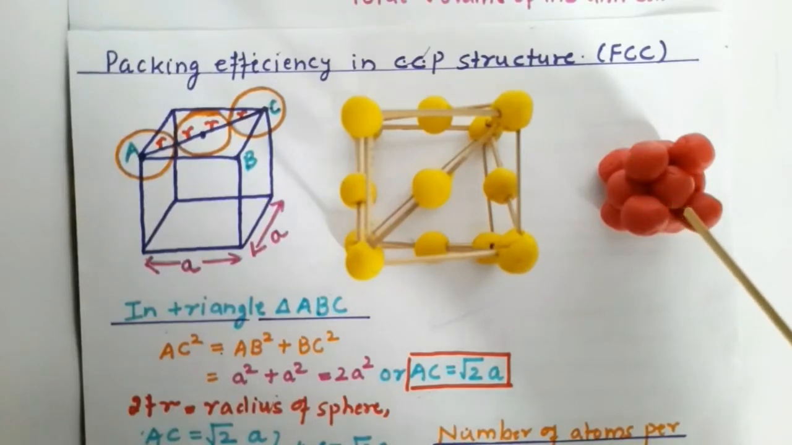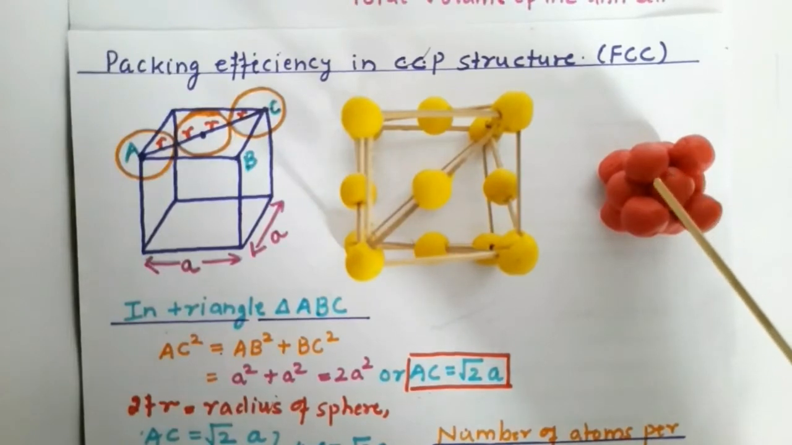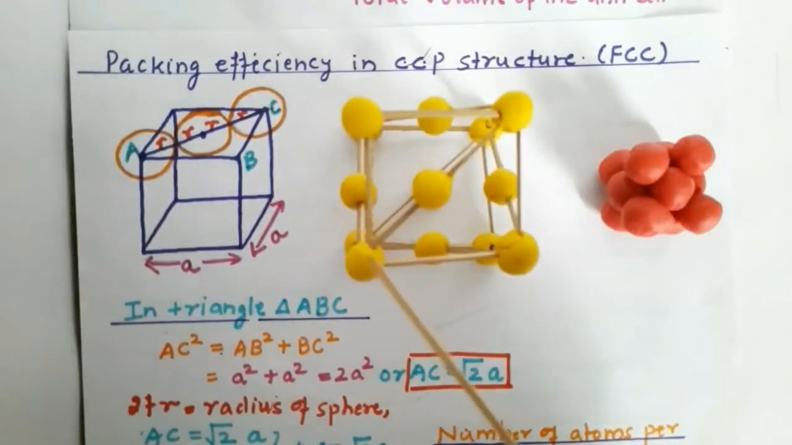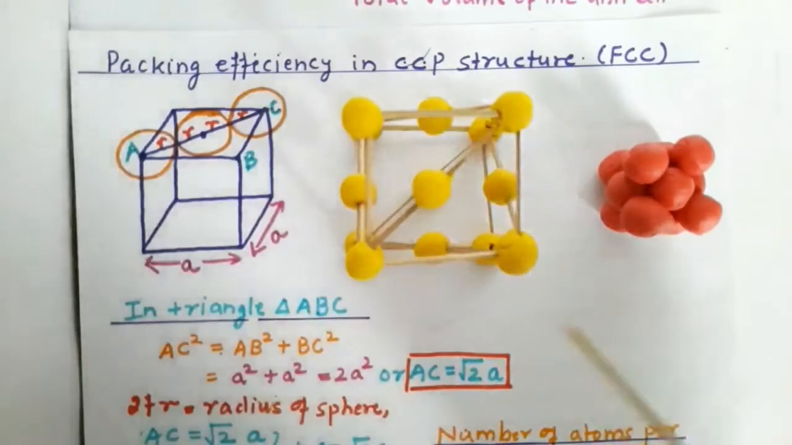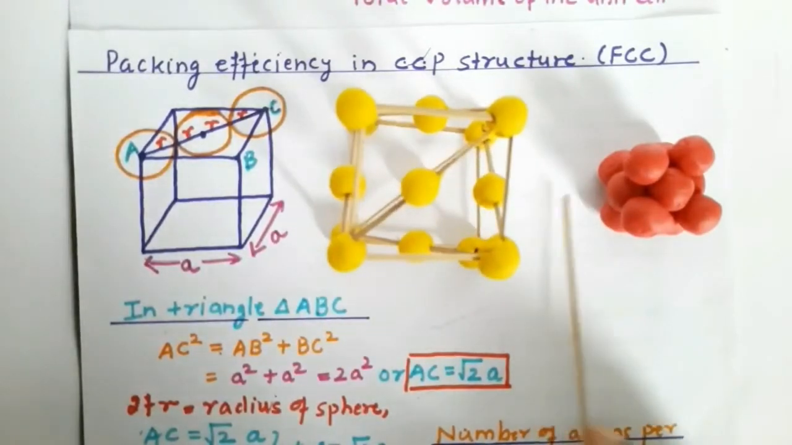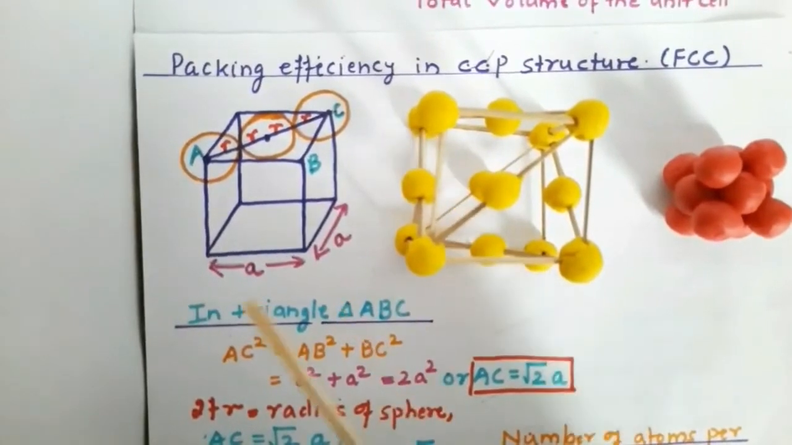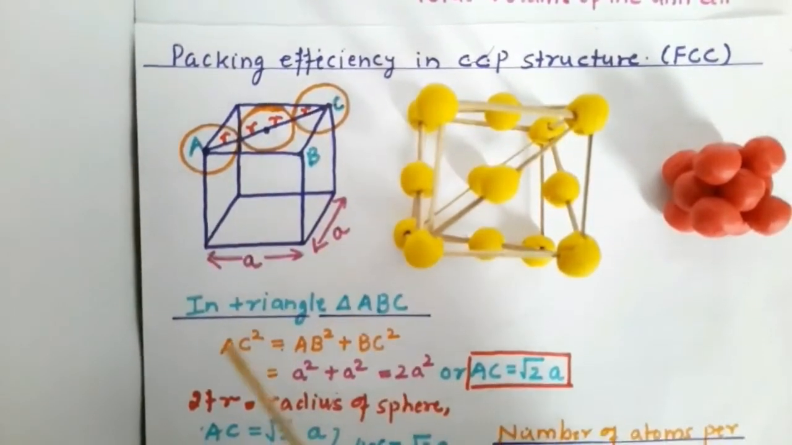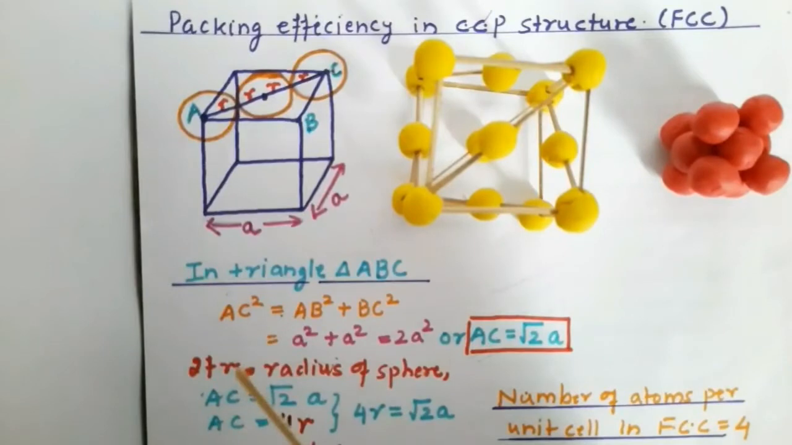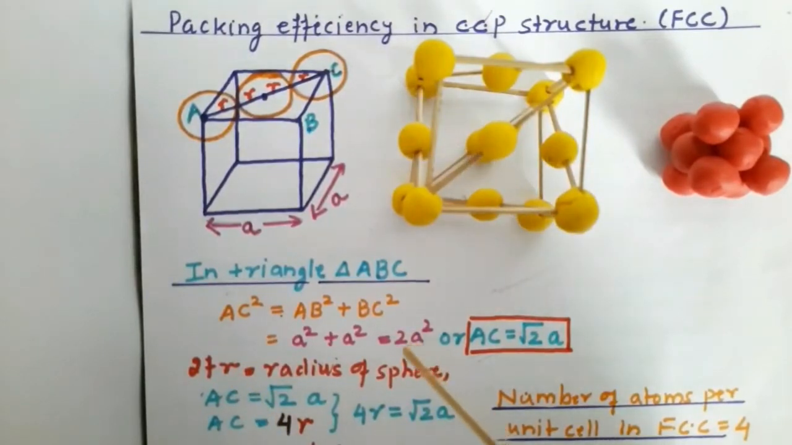These three spheres are also placed along the face diagonal. Their surfaces touch each other. So in this type of unit cell, spheres which are placed along the face diagonal touch each other. So AC is equal to 4R, where R is the radius of the sphere.